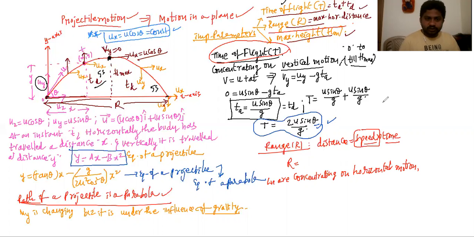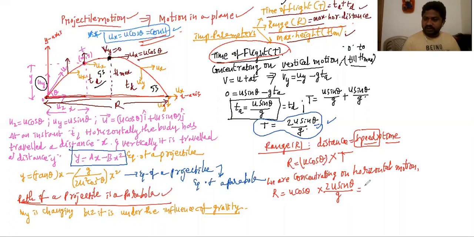What is the speed? Horizontal speed. Throughout the motion, horizontal speed is constant. That is u cos theta. No other confusions. U cos theta is the horizontal speed at any instant, right? Into time. To cover this maximum horizontal distance from here to here, what is the time taken? The time taken is equal to the time of flight, my dear students. So R is equal to u cos theta into the time of flight, which is 2u sine theta divided by g.